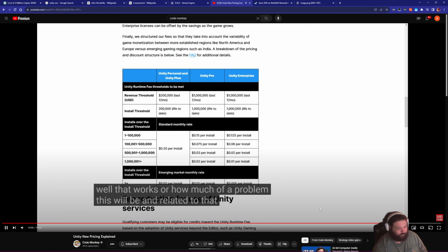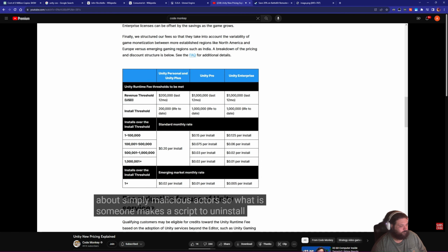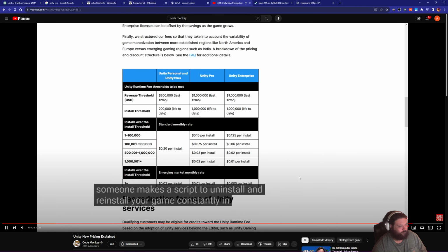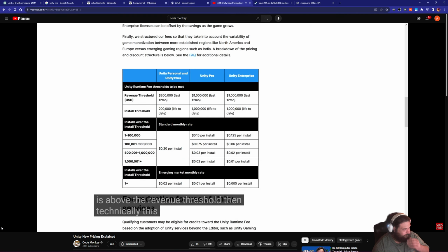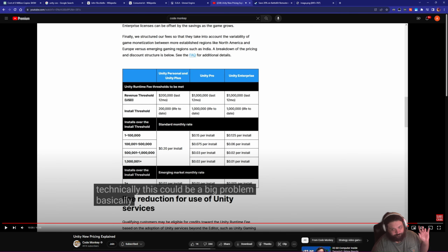And related to that, what about simply malicious actors? So what if someone makes a script to uninstall and reinstall your game constantly? In that case, I believe the answer is yes, that would count. So technically, if your game is above the revenue threshold, then technically this could be a big problem. He uses the word technically here.